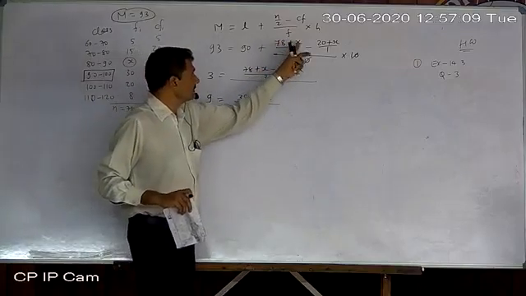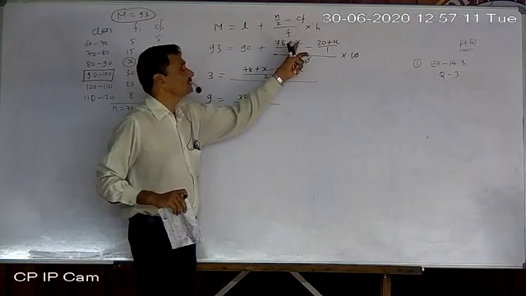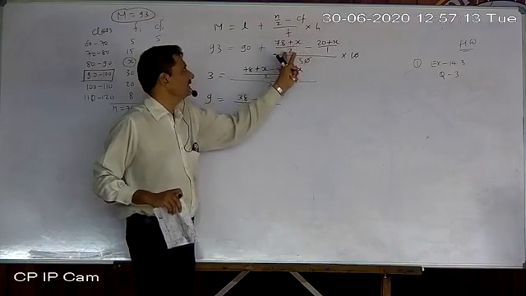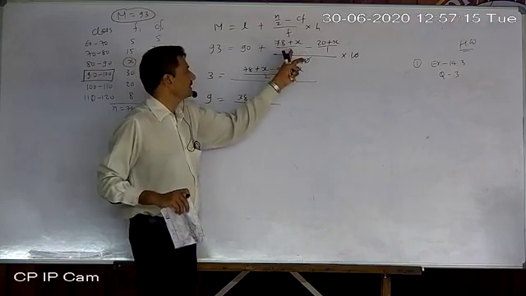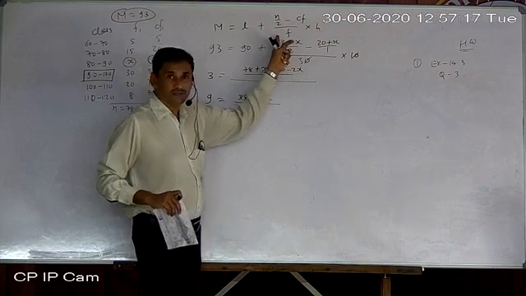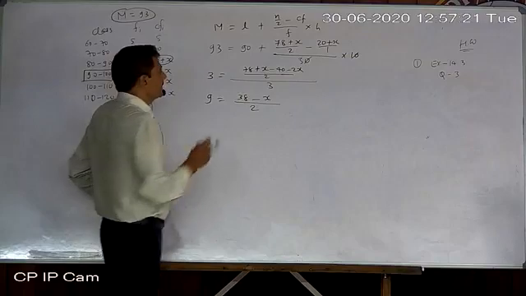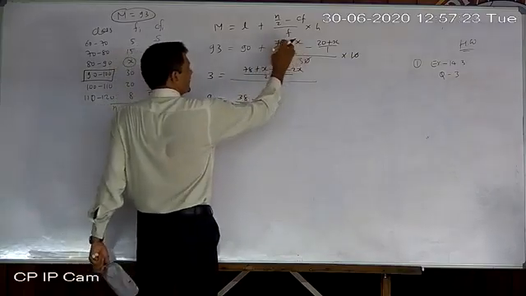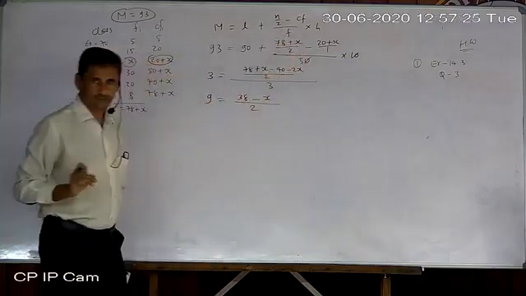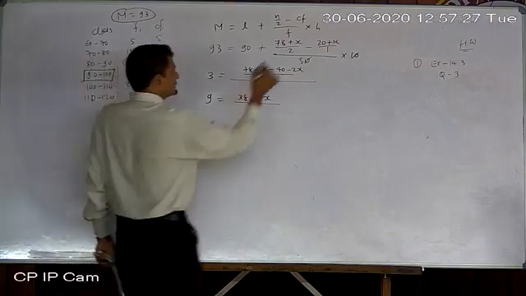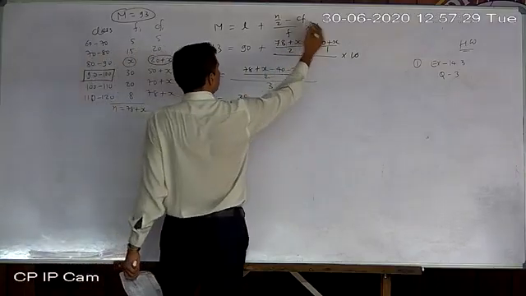Now this is not divisible by 2. Why? This is even, but x is not even. So we cannot divide. Okay, we cannot cancel here 2 into 39, 78. Why? I already told you, because it is a bracket. Inside of a bracket cannot be cancelled by an outer number. Okay, so it remains the same only.